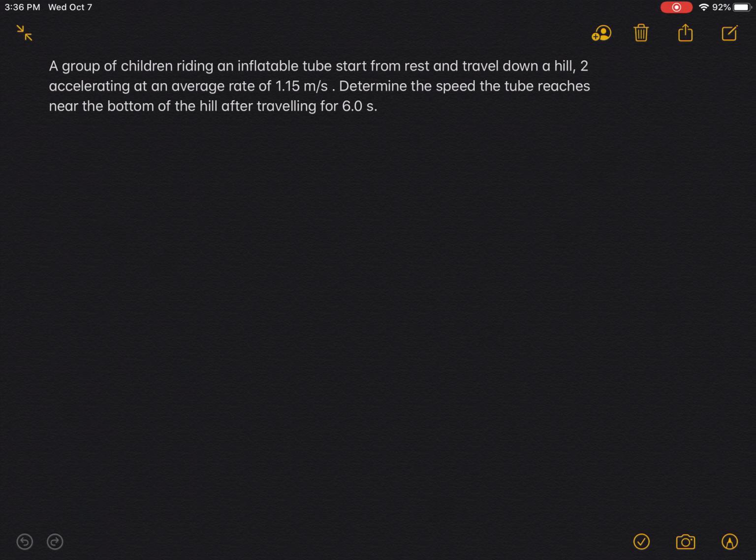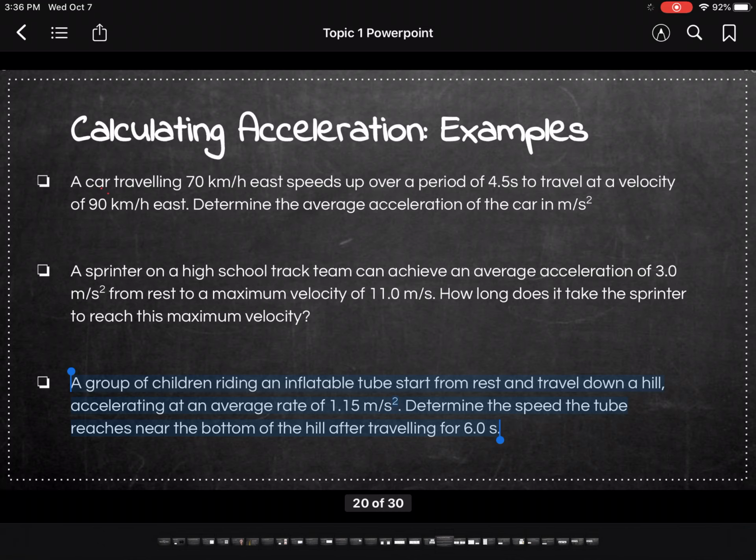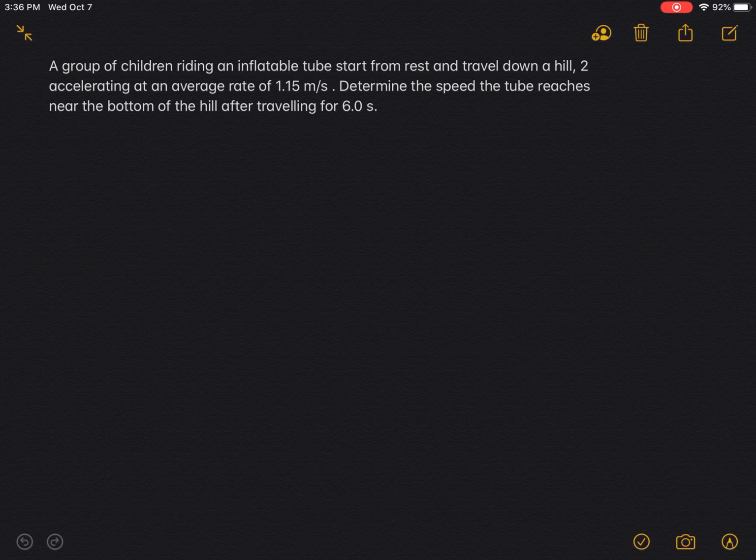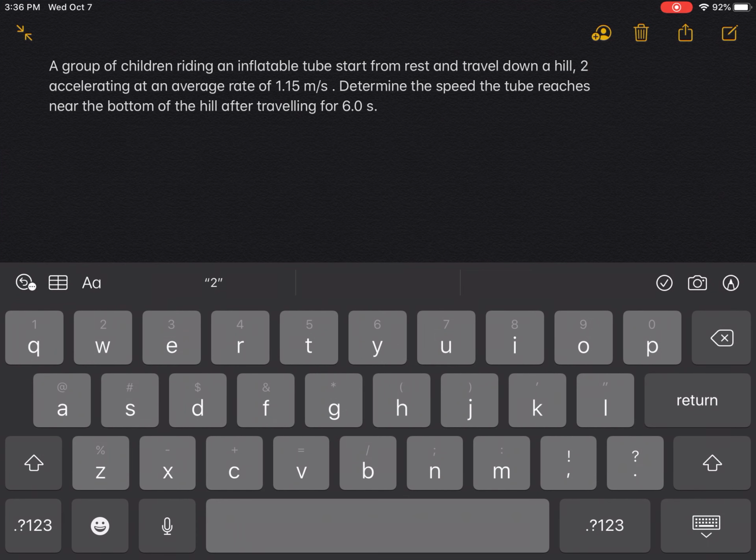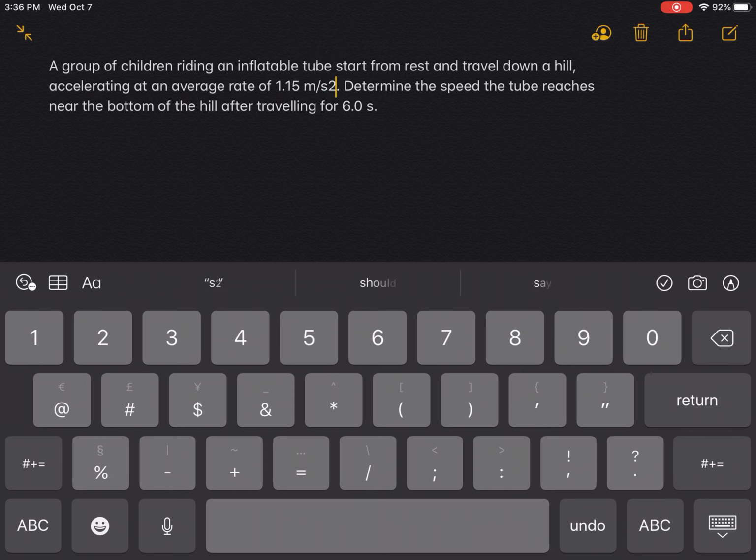It says a group of children riding an inflatable tube start from rest and travel down a hill, accelerating at an average. I need to check why this is 2. We're not sure why it says 2, because that 2 isn't in the original question. Oh, this 2 is apparently supposed to go right here. So when I copied it, it didn't work. Perfect. Okay, so let's start over again.